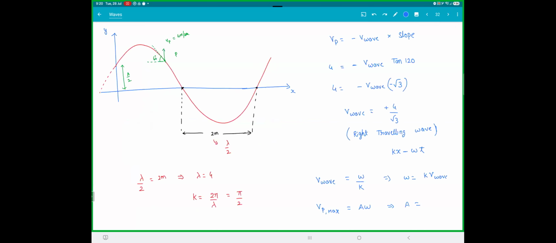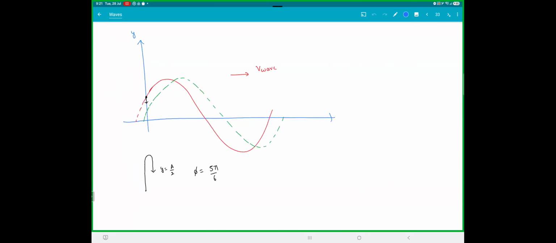Any doubts on this thing? Do ask me if you're confused with anything in the data there. All clear with this? The phase angle part was here.